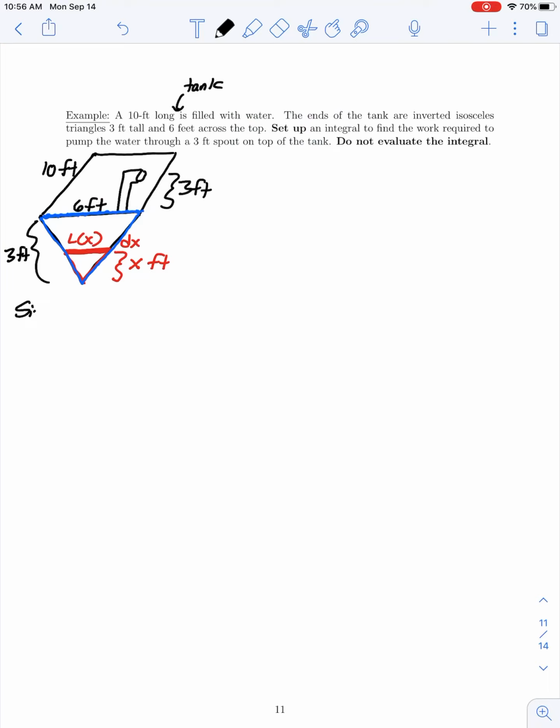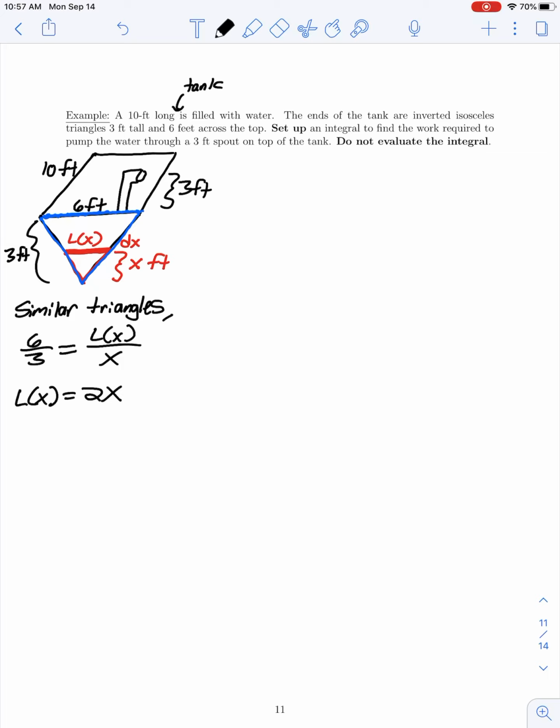So again, a little scratch work here, I might say using similar triangles, the ratio of the base to the height of the larger triangle, shown in blue, which would be 6 feet to 3 feet, must equal the ratio of the base to the height of our smaller triangle, shown in red, which would be L of x over x. So here it follows quickly that L of x is 6 over 3, or 2 times x.